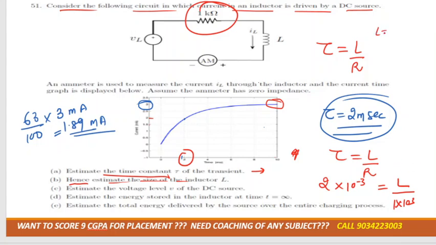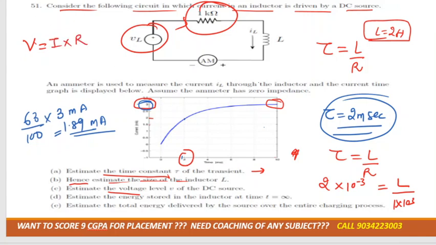L is equal to 2 henry, or millihenry? Yes, L is equal to 2 henry, right? Now they are asking to estimate the voltage level of the DC source, which means we need to calculate the voltage according to Ohm's law. What current are we getting? 3 milliampere, right?